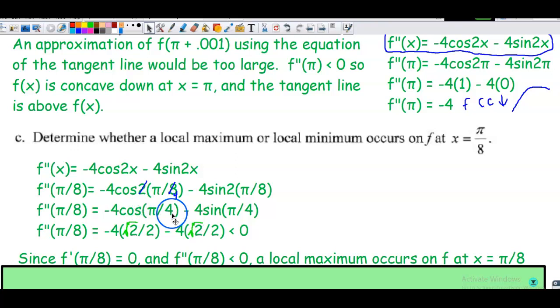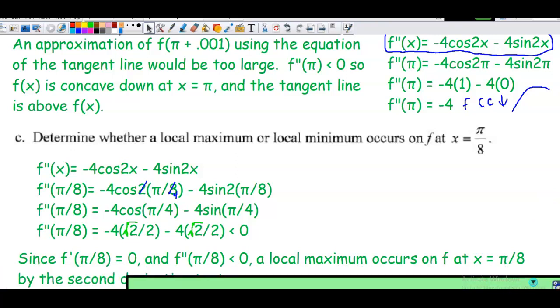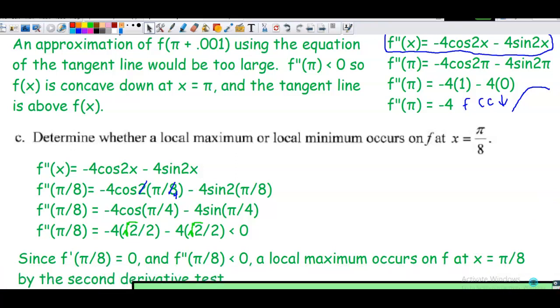The cosine of pi over 4 is root 2 over 2. The sine of pi over 4 is root 2 over 2. So when we have a negative and a negative, we get a negative, which is less than 0. I don't really care what the actual number is. I mean, it's negative 8 root 2 over 2, which is less than 0. So since the first derivative at pi over 8 equals 0, making pi over 8 a critical number, and the second derivative at pi over 8 is negative, that tells me by the second derivative test that I have a local maximum on f at x equal to pi over 8.